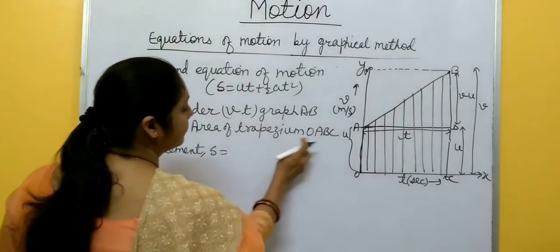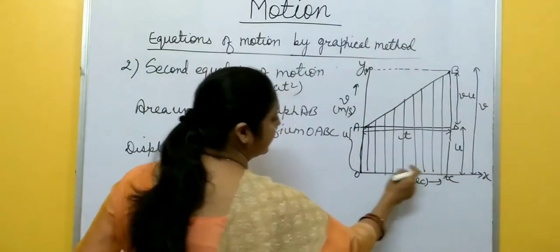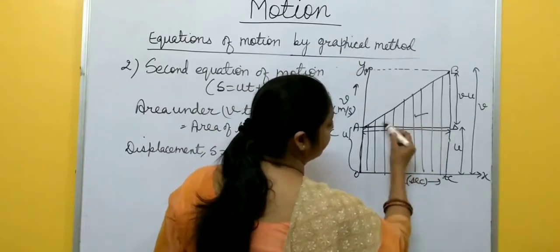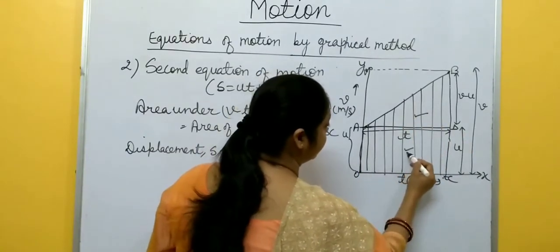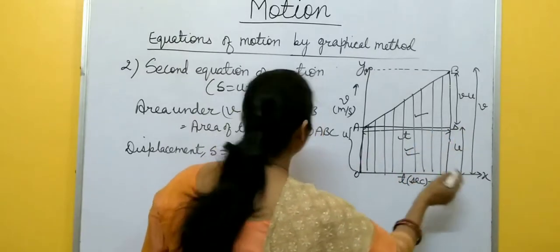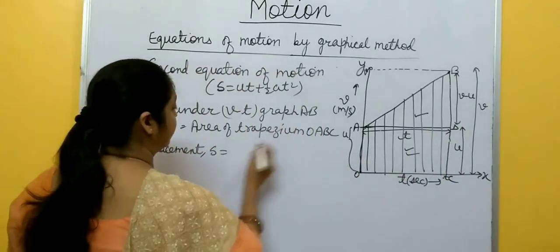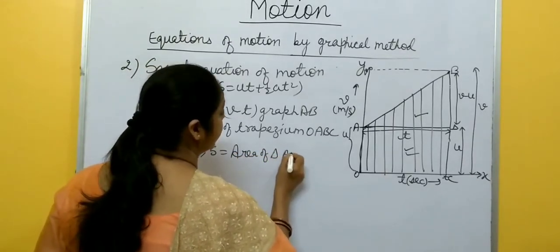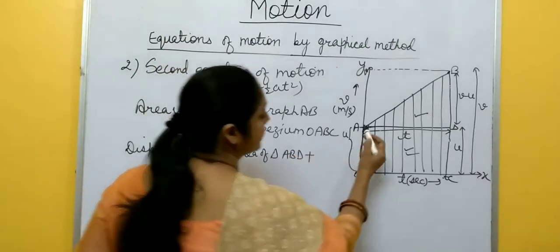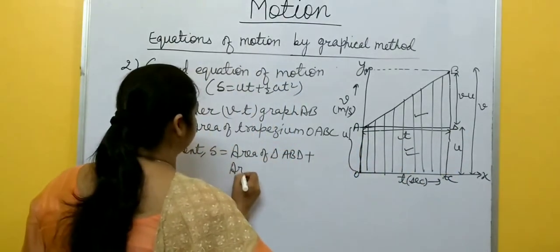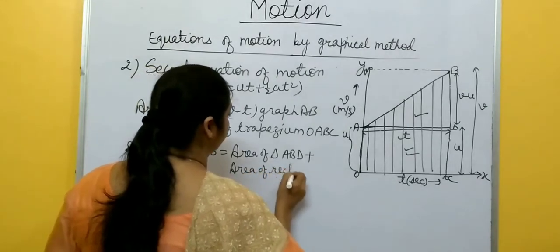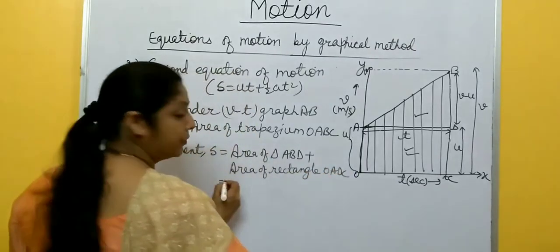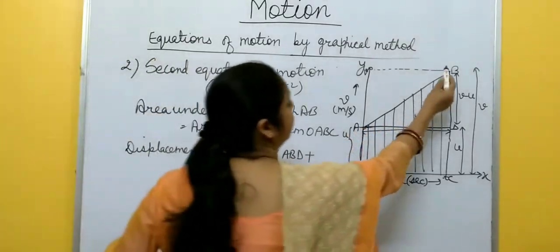So displacement s equal to area of trapezium OABC, and this trapezium consists of this triangle ABD and this rectangle, right? OADC. So you can write here area of trapezium is area of triangle, which triangle? ABD, plus area of this rectangle, OADC.